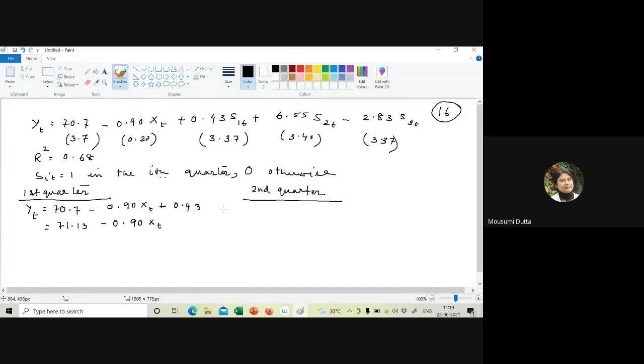For the second quarter, what will be the model? Anyone else? Ma'am, we'll have to consider S2T equal to 1. Yes, please continue. Ma'am, so S2T will be 1 and S1T and S3T will be 0 each. So, ma'am, will it be this equation? Yeah, so 77.25 minus 0.90 xt.